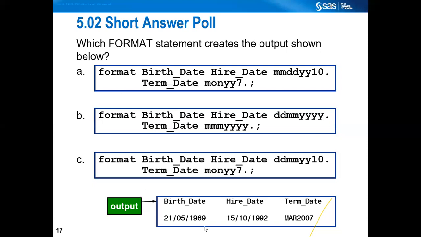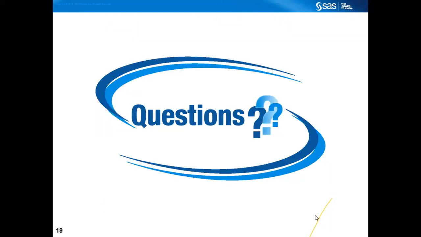So if C, you see this, we never have a month of 15 or 21. That means it is a day. And this is month and year. So it is going to be your option C. Absolutely correct. Where the two dates have common formats and the term date has month and year. All good? Any questions?